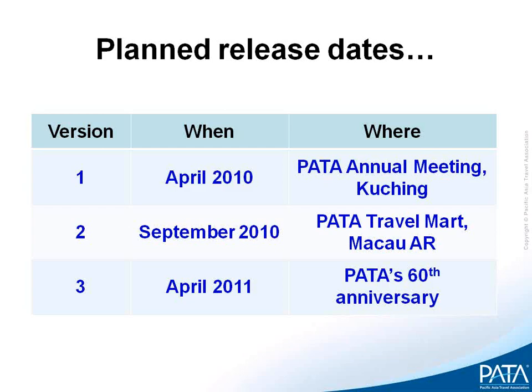That's right. Like you mentioned earlier, these are the release plan rollout dates of TIGER. We have phase one or version one in Kuching. Your next key date then is September for the PATA Travel Mart in Macau. And then version three by April of next year. I'm conscious of time, Chris, so take us to April 2011. How much more data and information is going to be available on TIGER by April of next year?